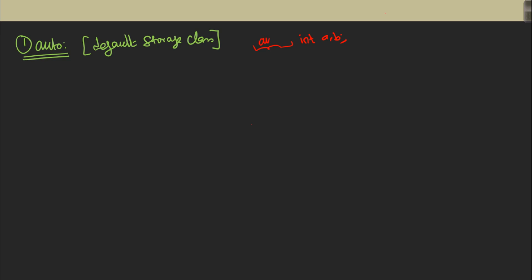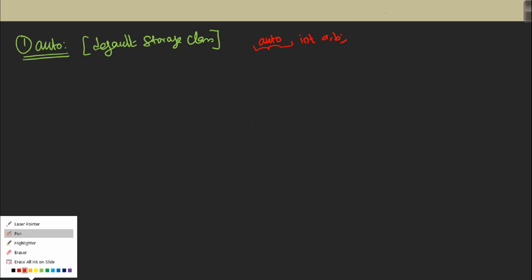So first we will start with the auto storage class. This is the default storage class. When no storage class is given, the compiler will automatically consider it as auto. Like simply I am giving int a, b, and I am not giving anything in front. By default it will consider it as auto. That is called the default storage class, right?